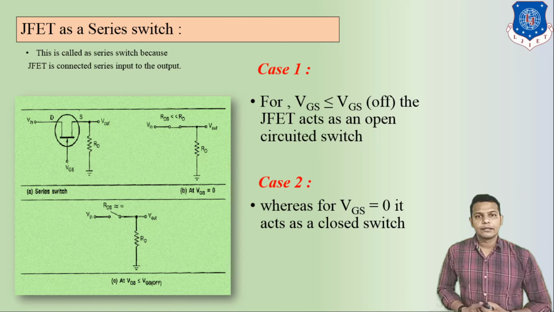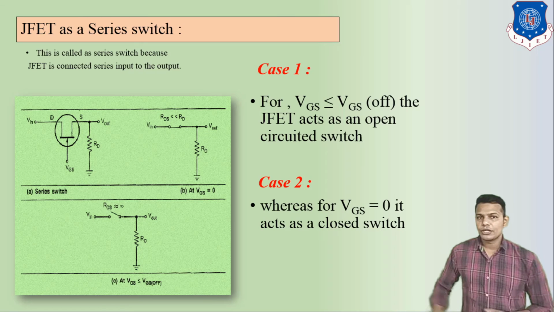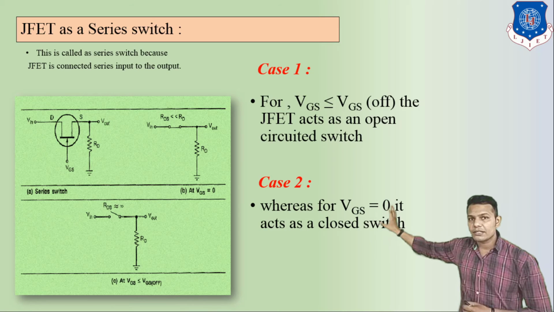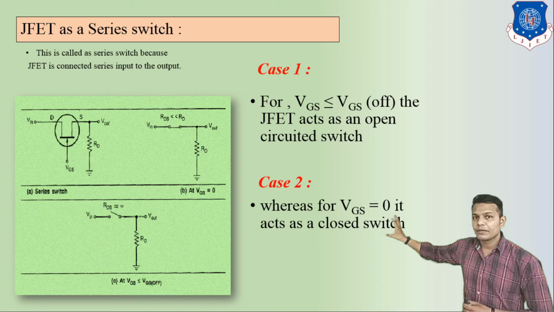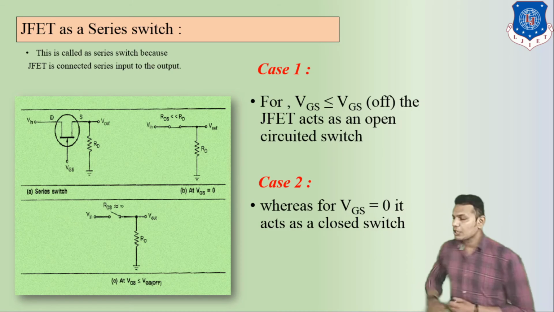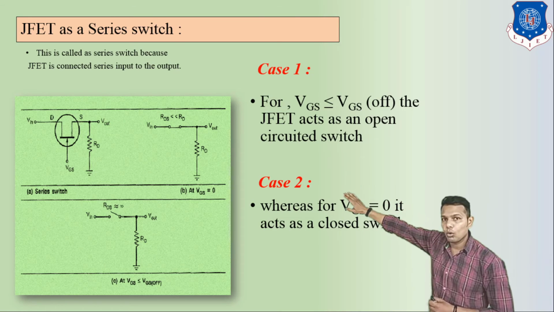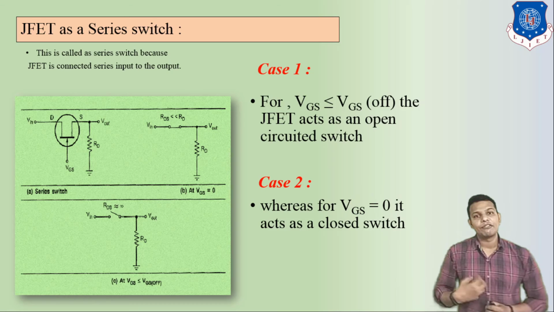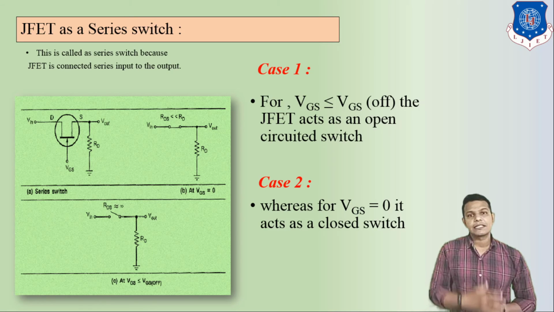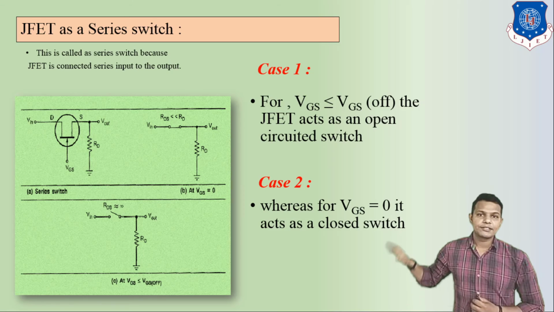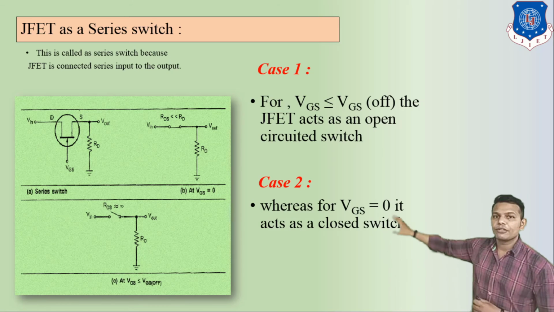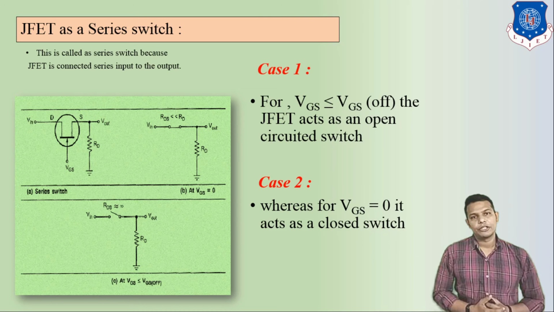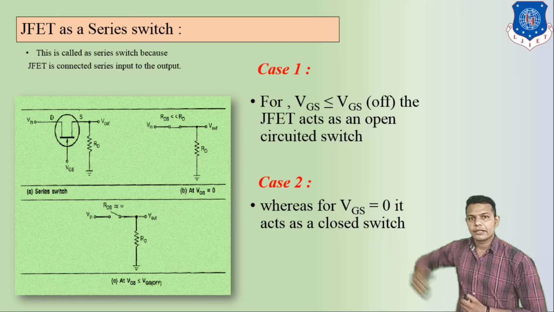Here we can also connect the JFET as a series switch. In this circuit diagram it is called a series switch because the JFET is connected between input and output. So between VI and VO there is the JFET symbol, that means it is connected in series between input and output. That's why it is known as a series switch. If we connect it in series, we have to place a resistor across the output voltage, as we can see in the circuit diagram.